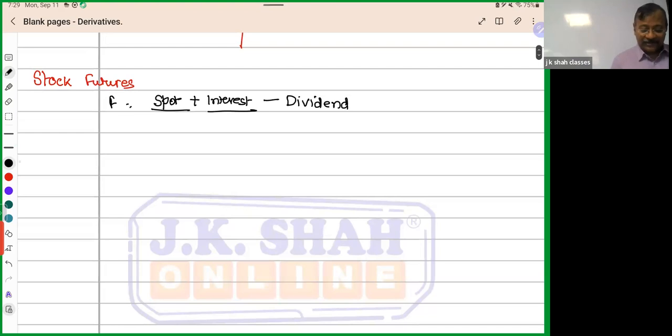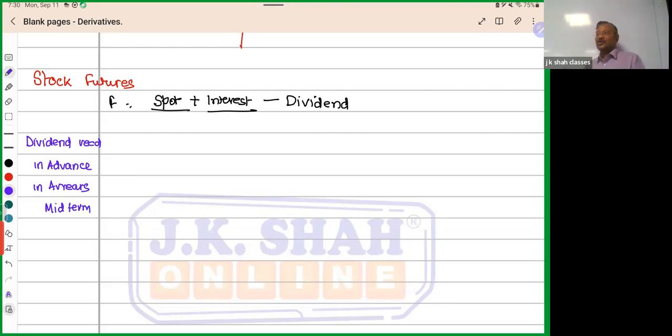Now, this again can present you 3 scenarios. Dividend received in advance, in arrears, or midterm. It could be that the moment you buy the stock, you get the dividend. It could be that you buy the stock, but you get dividend at the end of 3 months. Right? Or you get the dividend somewhere in between.